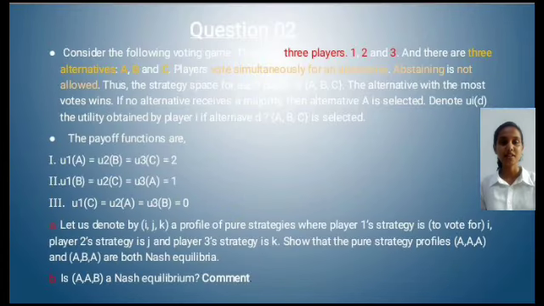Thank you, Varuni. Now let's go to the second question. We need to show that no player has an incentive to deviate from the chosen strategy. Player 1 votes for A, player 2 votes for A and player 3 votes for A. The utility obtained by each player in this profile is U1(AAA) equal to U2(AAA) equal to U3(AAA) equal to. Yes, continue, Sathi.